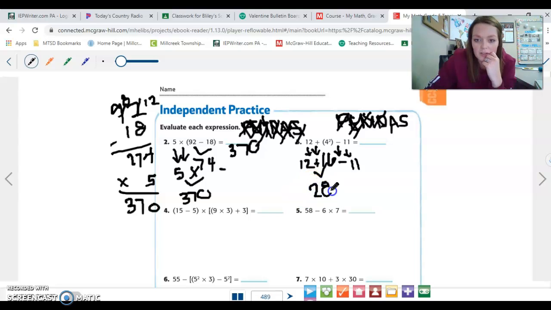Bring down my subtraction sign. Bring down my 11. Subtraction? Yes. 28 minus 11, is going to be 17. My answer is 17. Cross out the subtraction.